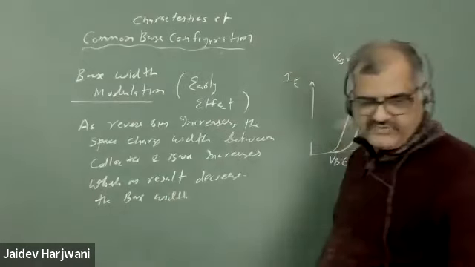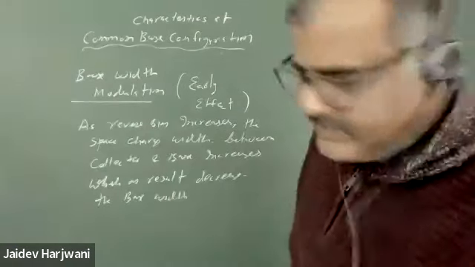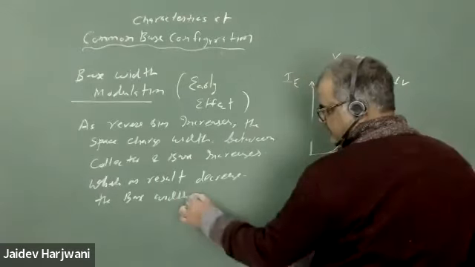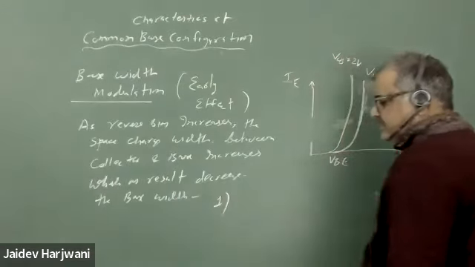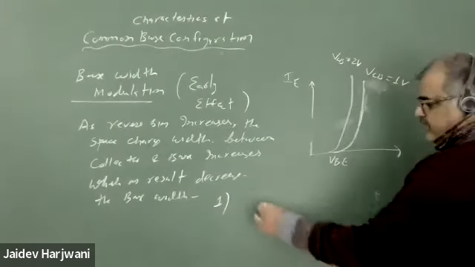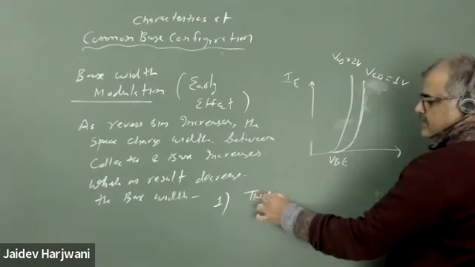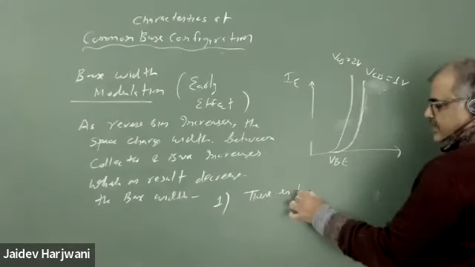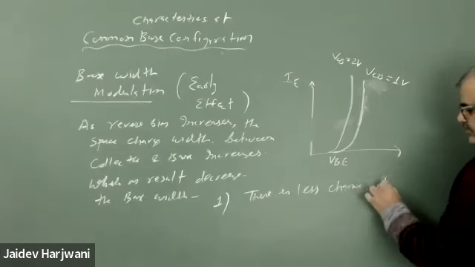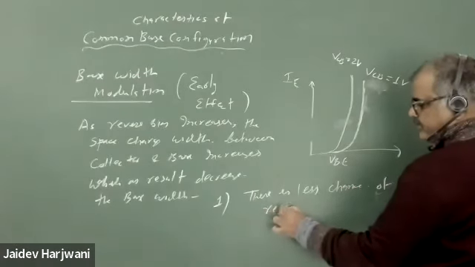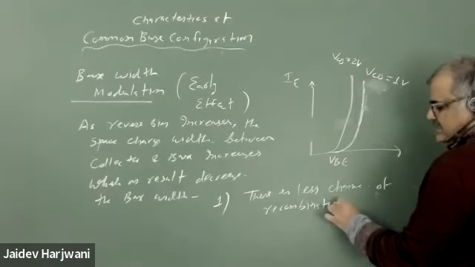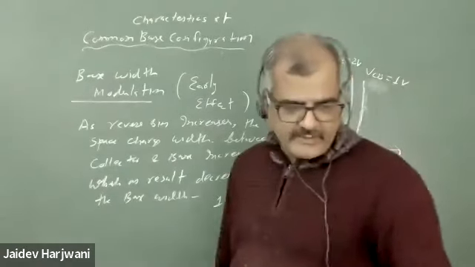Now once the base width decreases, it has two consequences. If the base width decreases, what happens? There is less chance of recombination. Since the base has become smaller, recombination will naturally be less.